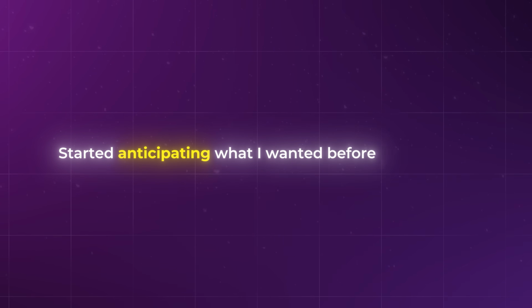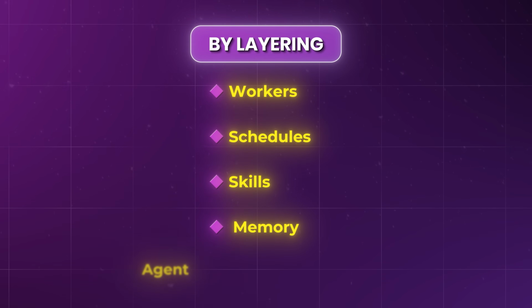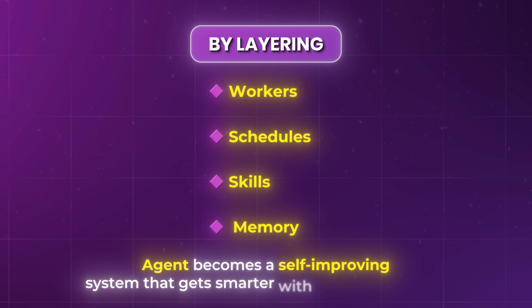After about 2 weeks of corrections and feedback, my agent stopped making the same mistakes and started anticipating what I wanted before I asked for it. And that is the loop that ties everything together. By layering workers, schedules, skills, and memory, your agent becomes a self-improving system that gets smarter with every interaction.